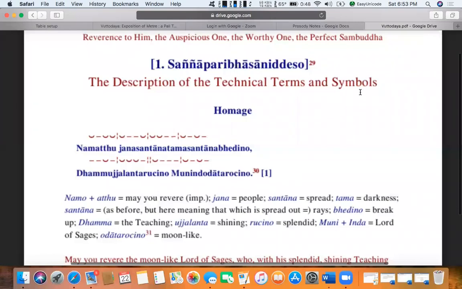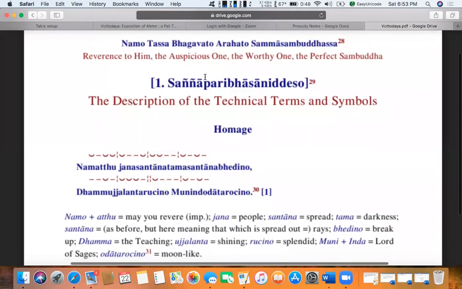Okay, it's clear. So here we should explain this word also, sanya paribhasa niddesa. Sanya means names, technical terms. Paribhasa, Venerable Ananda Jyoti gives the meaning as symbols. Actually, yes, symbols is also a meaning of paribhasa. But have you met it while you study grammar? Paribhasa sutra. There are some types of sutras in grammar: sanya sutra, vidhi sutra, paribhasa sutra, and so on.